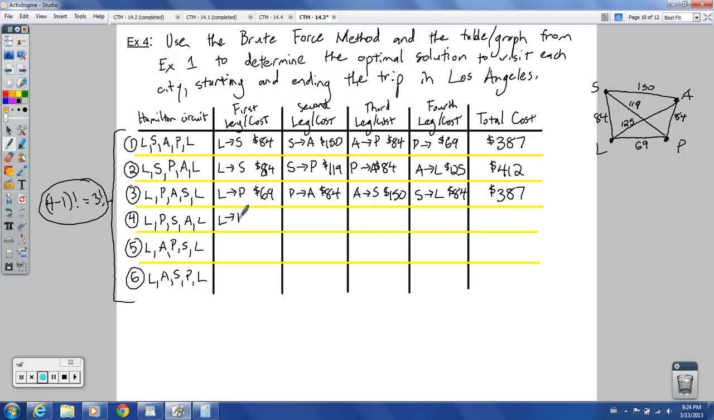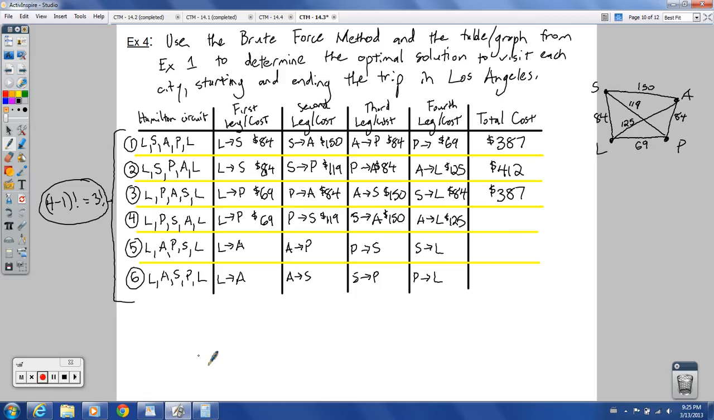Now let's check this route out. So get this. That one, and why don't I just fill in the rest of these like that here. So L to A to P, P to S, S to L. Finally here, got that. So L to P, 69, P to S, 119, S to A, 150, and A to L, 125.